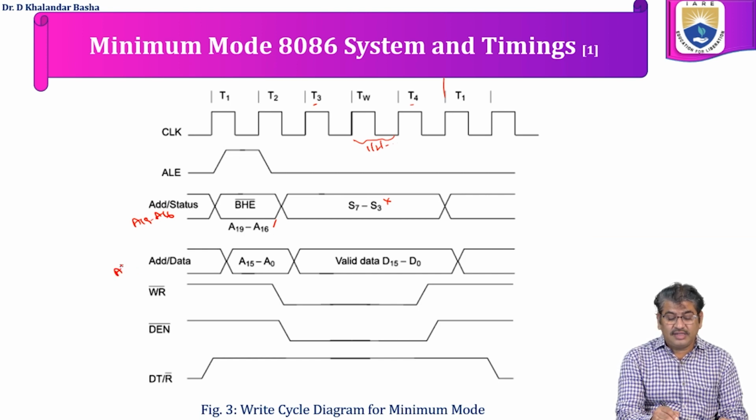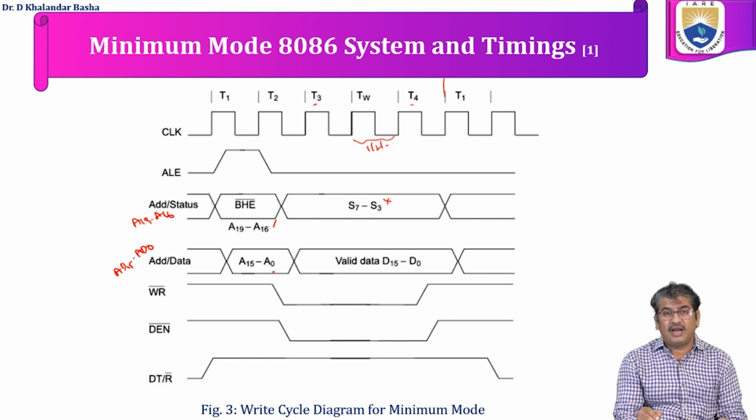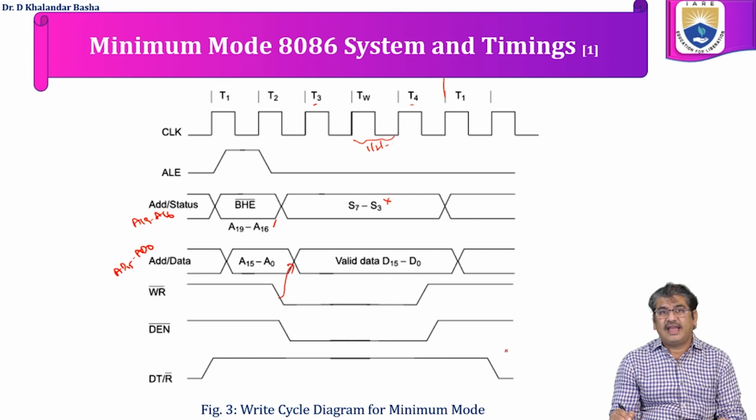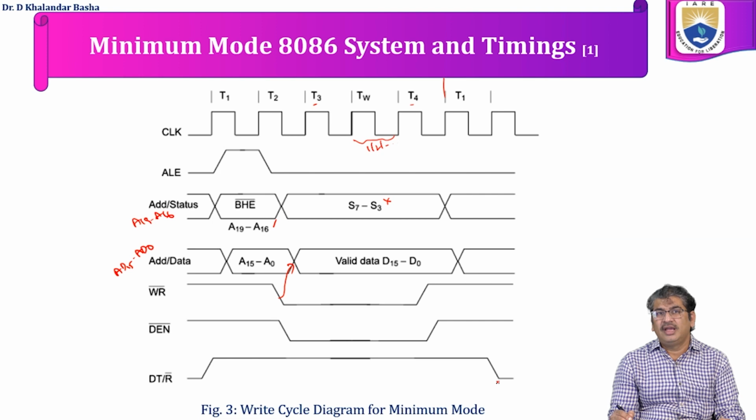Similarly, for the address lines AD15 to AD0, during the T1 cycle, as the ALE signal is 1, these address and data lines will hold the address information on the lines A0 to A15. From T2 to T4, the data, that is D0 to D15, will be placed on the data bus. Once the processor is ready for writing the data, the write signal will be active. When the write signal is active, the data will be placed on the data bus.